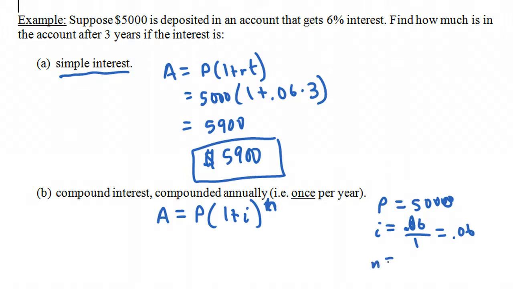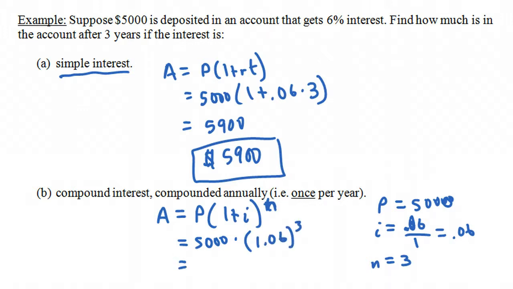And the N is the number of compound periods. Well, we're compounding just once per year for 3 years, so the N is 3. So if you're just compounding once per year, then the N will equal the T, and the I will equal the R. So in this problem, what we end up with is 5,000 times 1.06 to the third power.